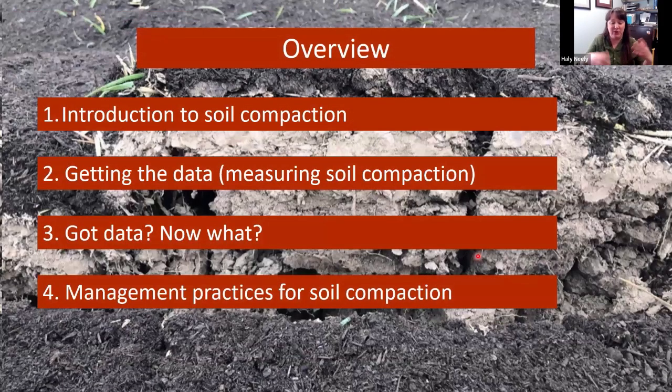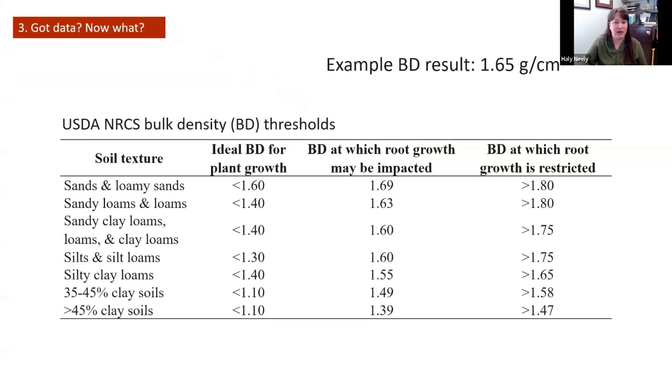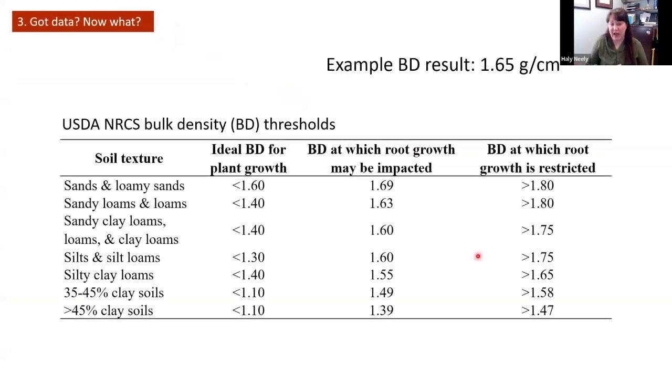So now we have visually identified places in the field where we think there might be a problem. We've gone out there with our samplers or our penetrometers, and we've got some data. So we have some numbers of bulk density, we have some numbers of penetration resistance. Now what do we do with those? For example, if we have a bulk density of 1.65 grams per cubic centimeter, very common units for bulk density, is that good? Is that bad?